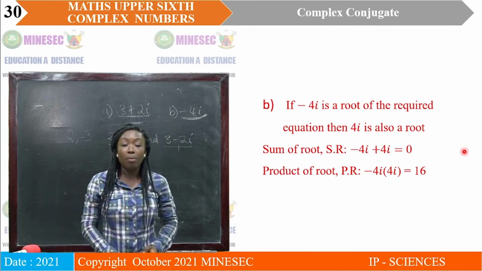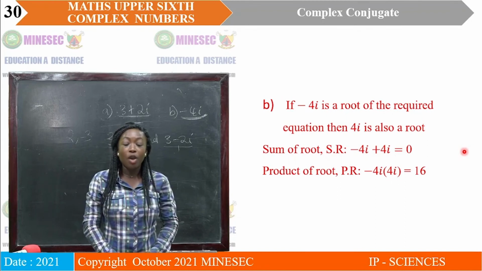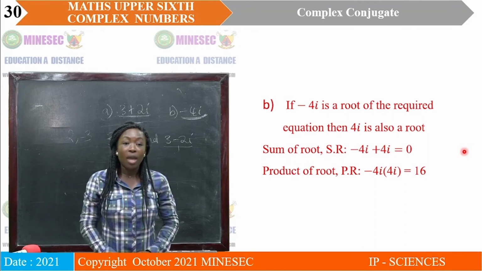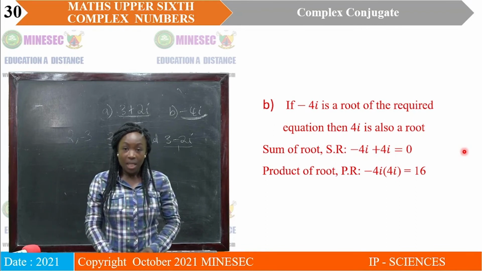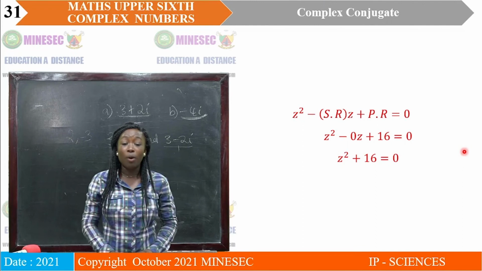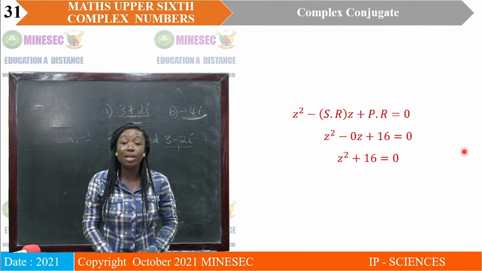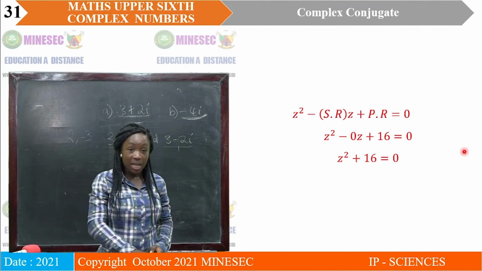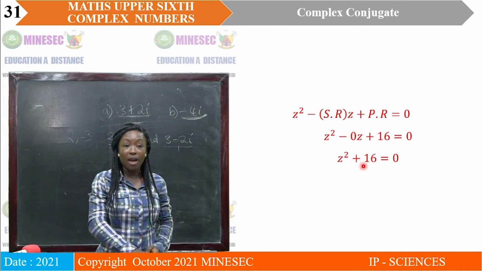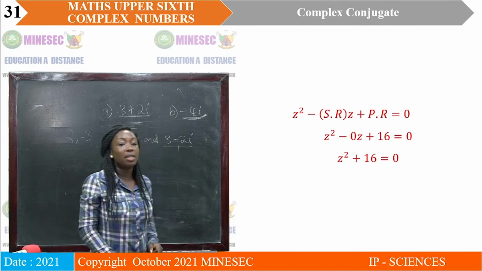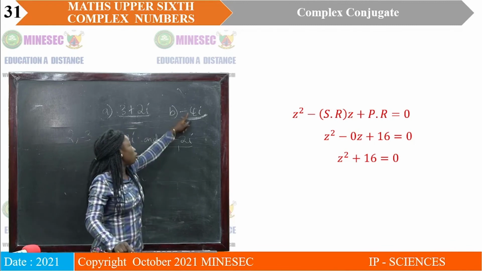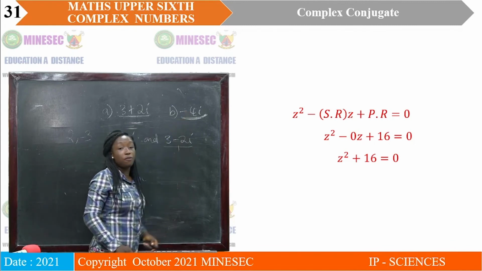So the sum of roots will give us negative 4i plus 4i, which gives 0. And negative 4i times 4i gives 16. This simply tells us that we're going to obtain a quadratic equation that has no linear term, and so the linear term there is 0. So we have z squared plus 16 equal to 0. So that is the quadratic equation with one of its roots, negative 4i.